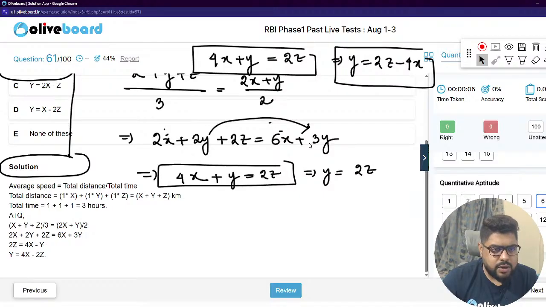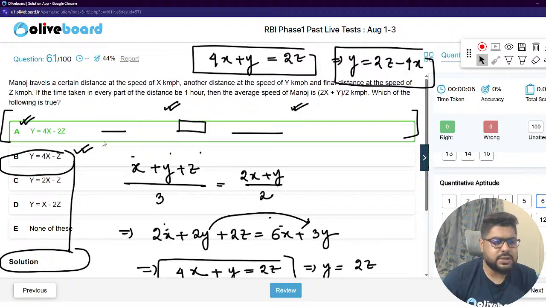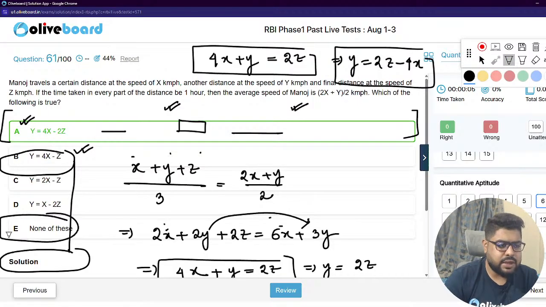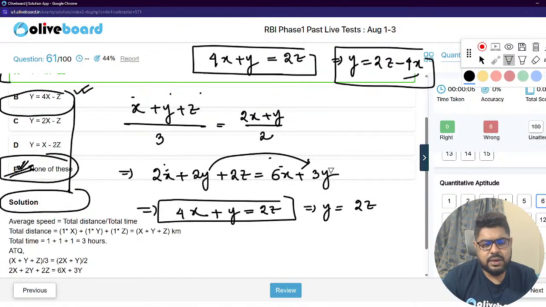2z is equal to 6x minus 4x. How is this minus y becoming? 3y minus 2y, how can this become minus y? No, sir, this is wrong. This is going to be the answer. This has to be the answer. Something is wrong here. Perfect. Please check once, everyone.